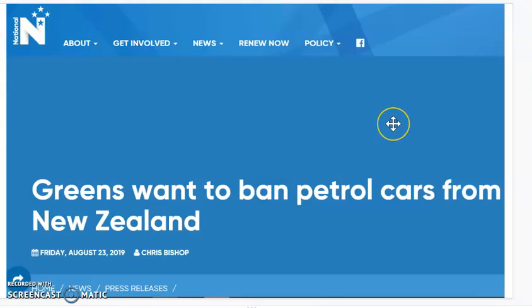Let's look at this page. Okay. Greens want to ban petrol cars from New Zealand. So the first thing I'm thinking when I see that headline is that sounds quite intense or extreme. Someone's claiming that the Green Party want to ban petrol cars.